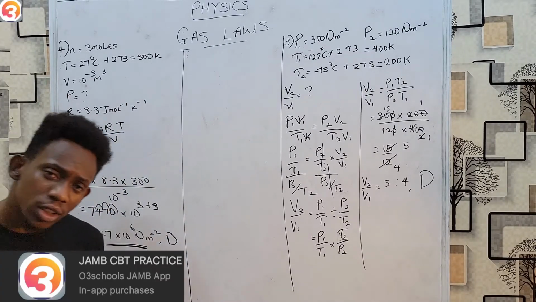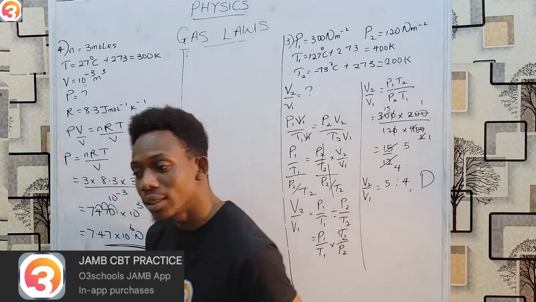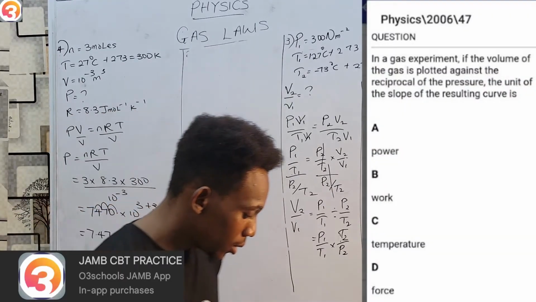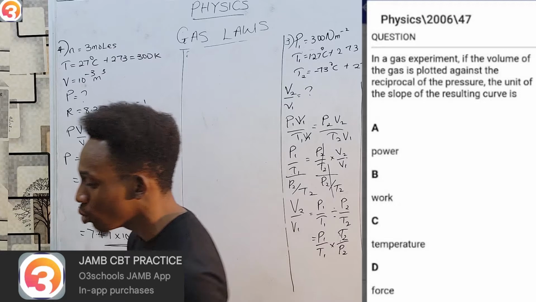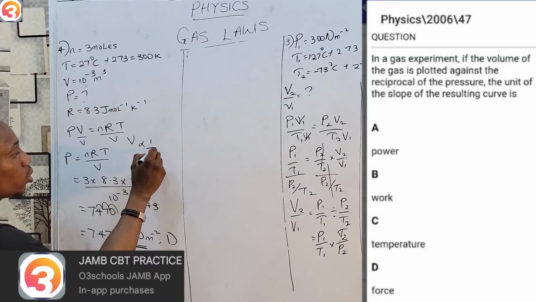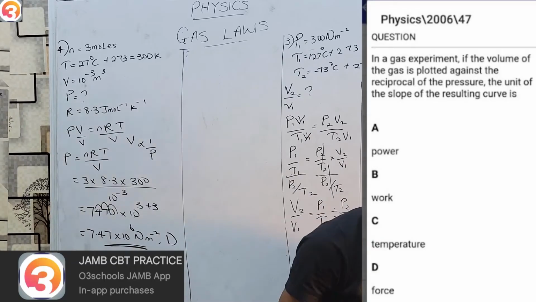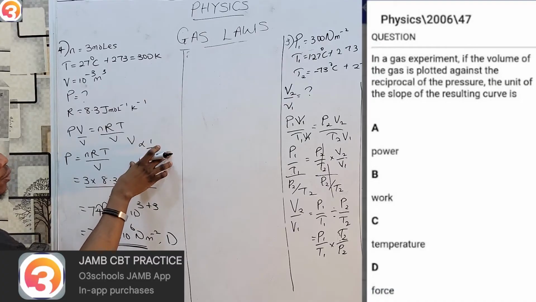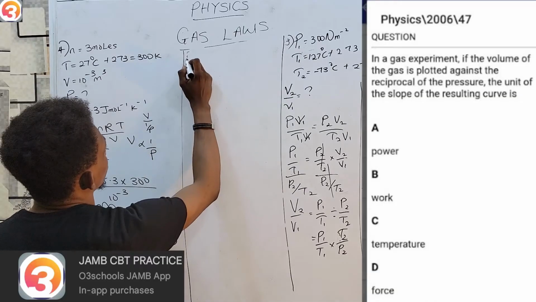Okay. Our next question is purely theoretical. There's no solving necessary. This question is from 2006, question 47. We have been told, in the gas experiment, if the volume of the gas is plotted against the reciprocal of pressure, which is 1 over pressure, the unit of the slope of the resulting curve is what? And remember, if you are finding the slope of V versus 1 over P, it is simply the same thing as saying V over 1 over P. And let me show the solving here.